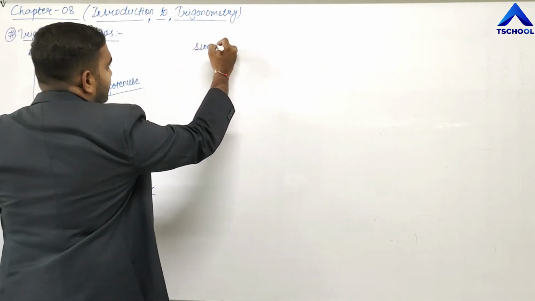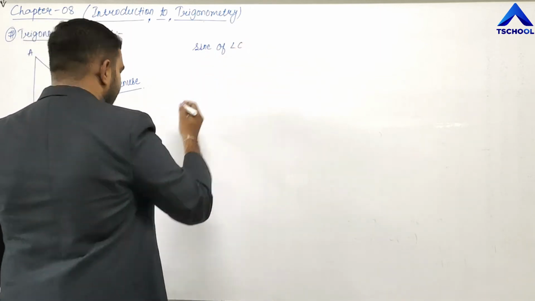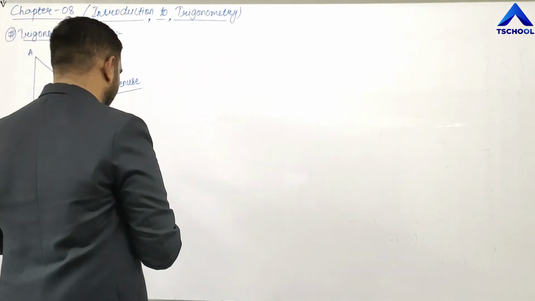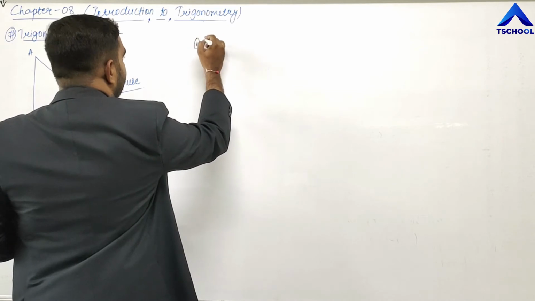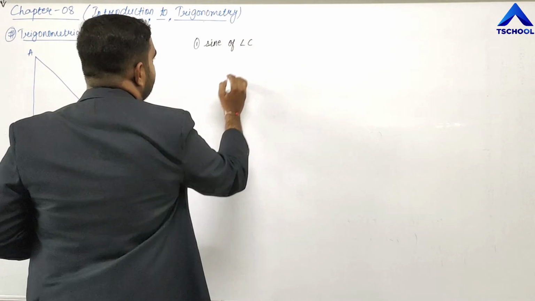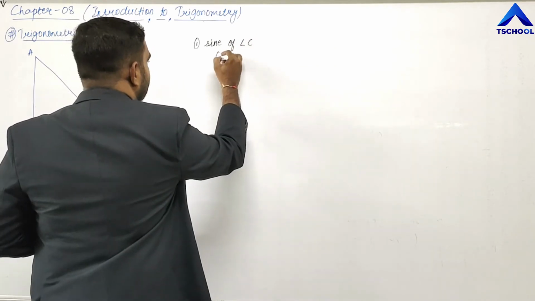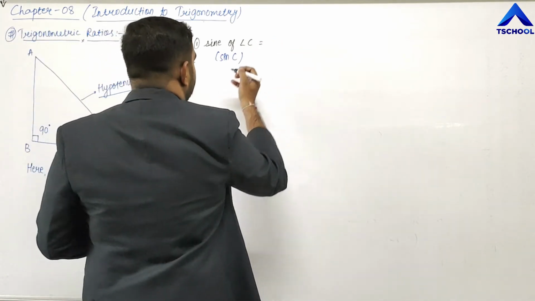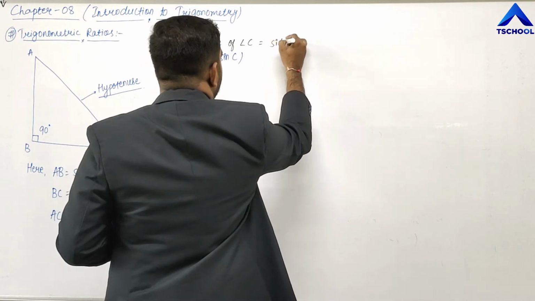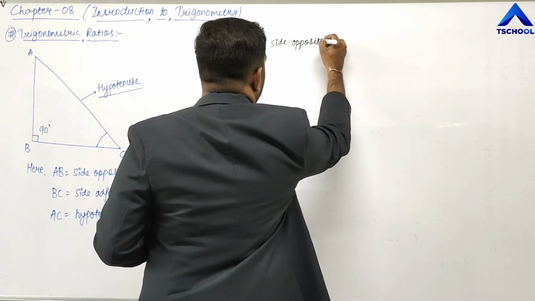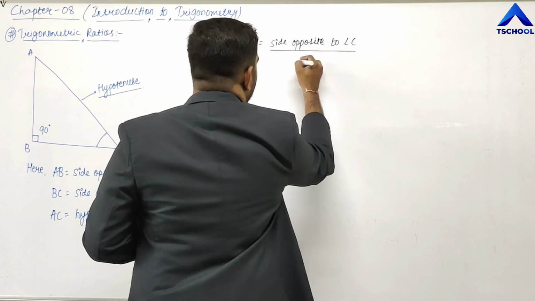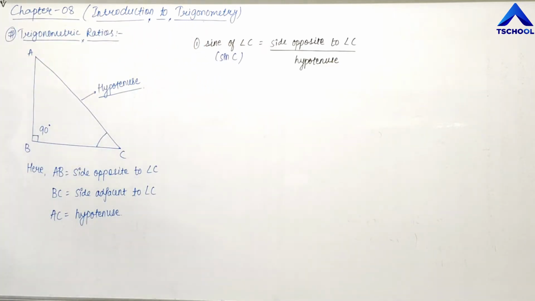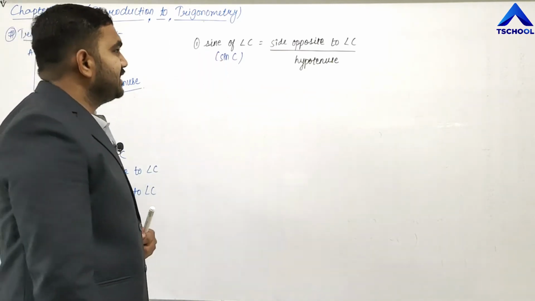sine of angle C, basically denoted as sin C. The first ratio, sine of angle C, is given by the side opposite to angle C divided by the hypotenuse.